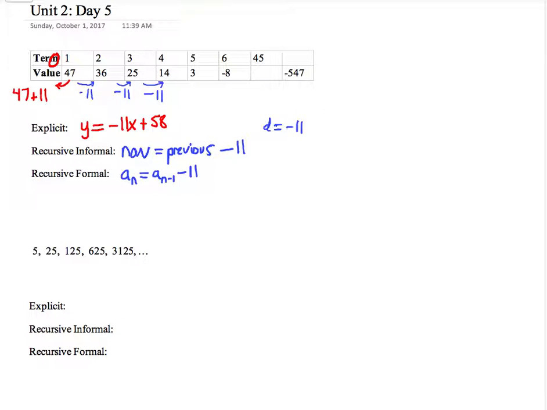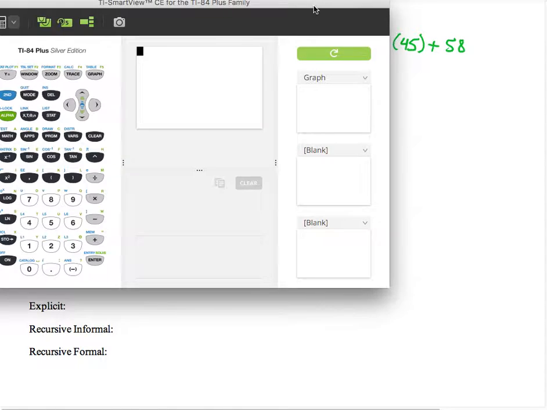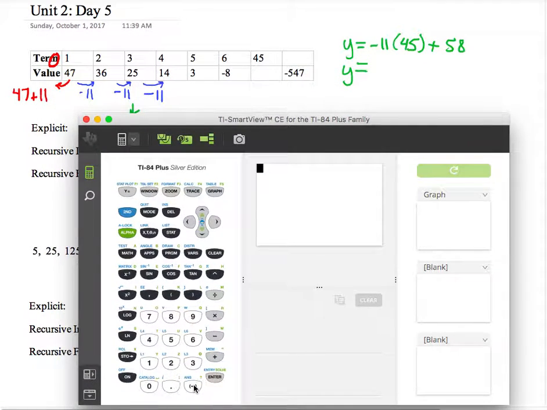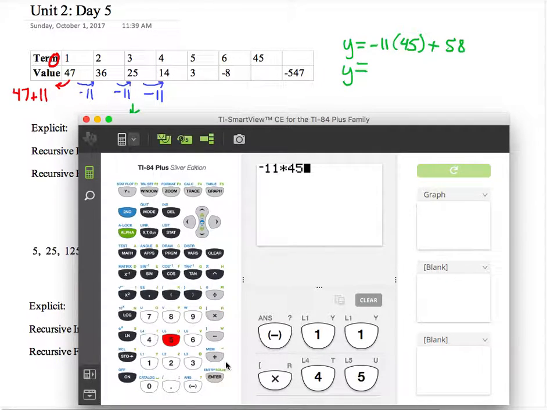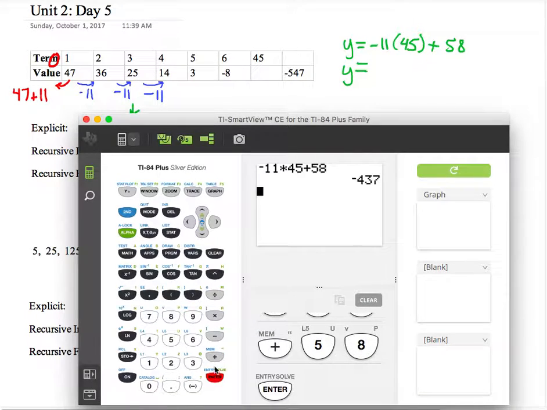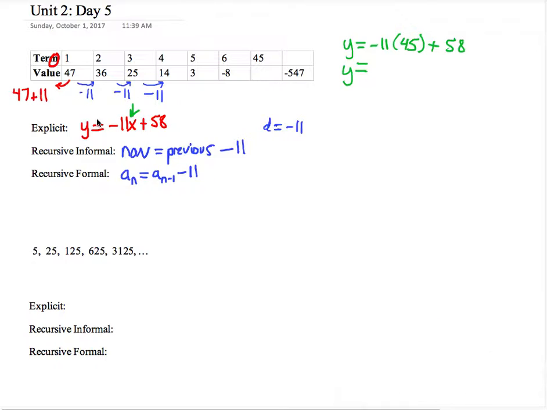Great. So now what I want to do is fill in these last gaps in the table. So now I want to plug in 45. I'm going to say y equals negative 11. And it really doesn't matter how big of a term they gave me. I can get the value pretty easily by plugging it in to this x. That's the power of an explicit formula or an explicit equation. This one is a pretty big number, so I'll go ahead and grab my calculator. We need to go negative 11 times 45, and then we'll add 58. Okay, so negative 437. Let's write that down.